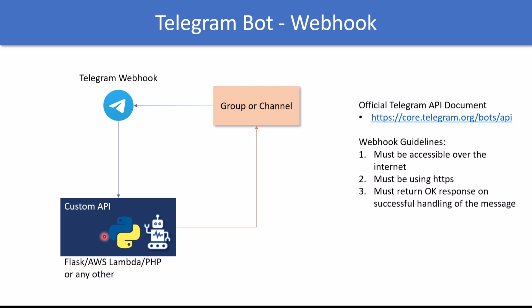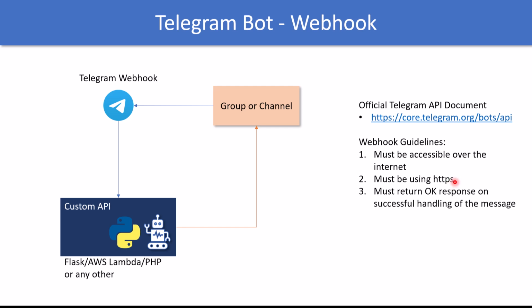So whenever a new message is received by the Telegram bot, it doesn't matter whether the message is received directly by the bot or whether the bot is part of a group or channel. As soon as it receives any kind of message, Telegram is going to send that to us on this custom API. Now, the custom API which we are going to create must be available on the internet, because that is how Telegram will be able to reach it. And the other thing is, this must be using HTTPS.